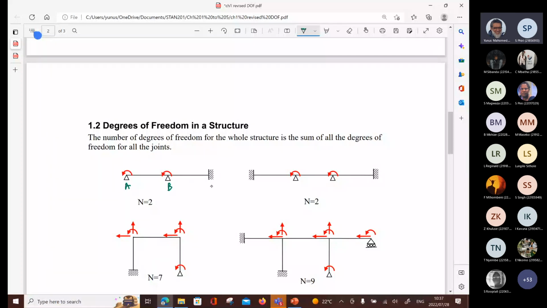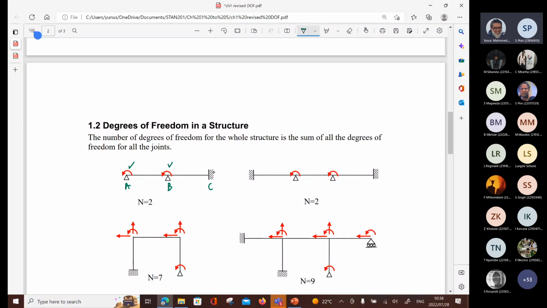There's a pin at B, and C is fixed, right? So a pin doesn't allow you to move vertically. It doesn't allow you to move horizontally, but it allows a rotation. So that's 1. At B, I have another pin, so it will allow rotation. It will not allow vertical and horizontal movement, so that's 2.